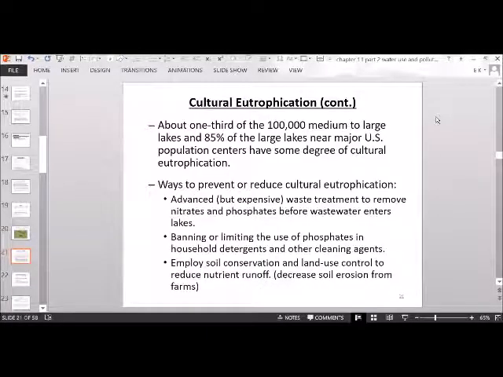About 1/3 of the 100,000 medium to large lakes and about 85% of the large lakes near major US population centers have some degree of cultural eutrophication. Some ways to prevent or reduce cultural eutrophication are to have advanced waste treatment to remove nitrates and phosphates before wastewater enters lakes, banning or limiting the use of phosphates in detergents and other cleaning agents, and employing soil conservation and land use control to reduce nutrient runoff and decrease soil erosion from farms.